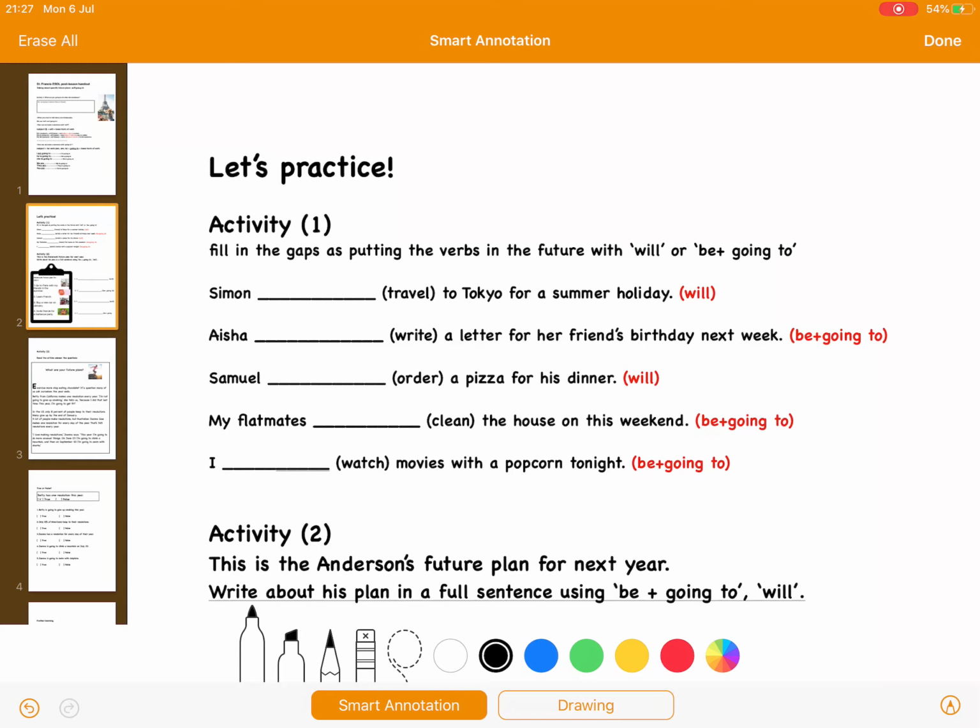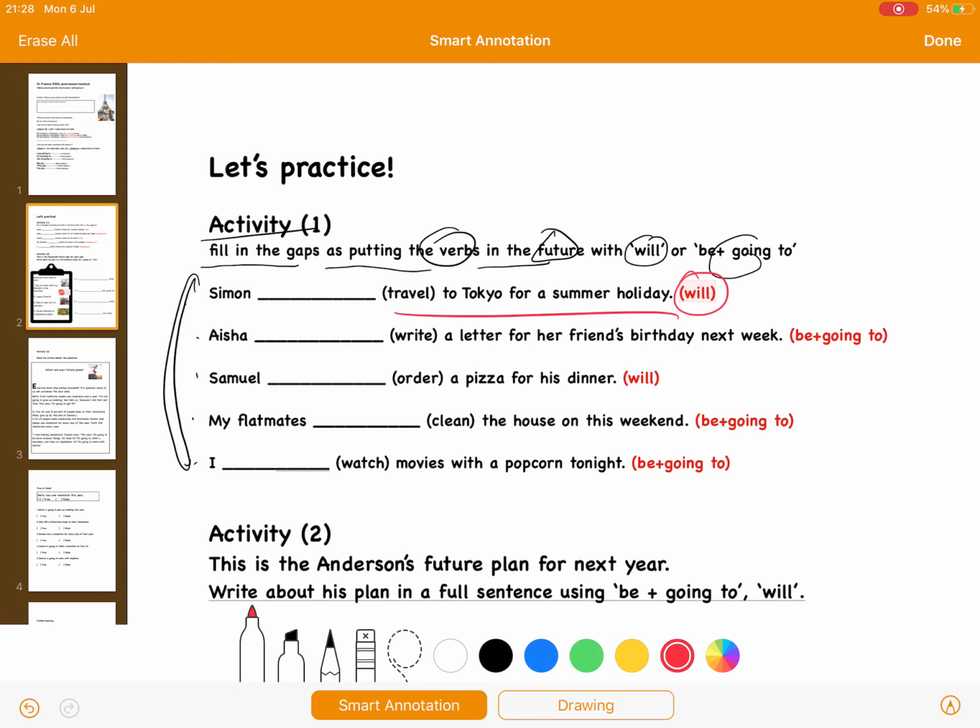Activity 1. Fill in the gaps by putting the verbs in the future with will and be going to. We need to fill in the gaps by putting the verbs in the future. These 5 sentences talk about future plans. We need to fill in the blanks with will and be going to. We have a hint here: we need to use will in the sentence. Remember the structure of will: will plus base form. So the answer is will travel. Very good. Move on.